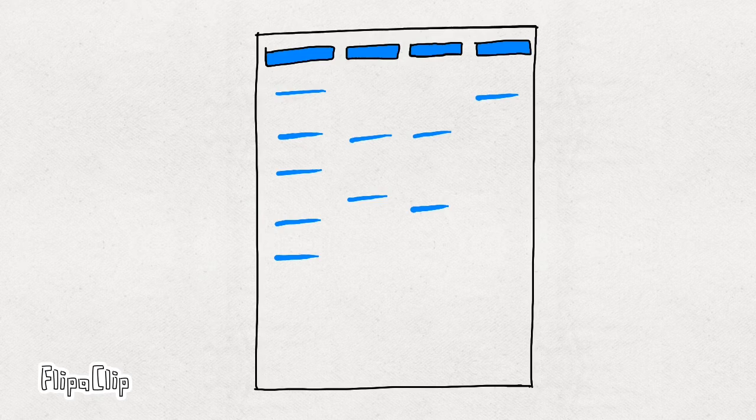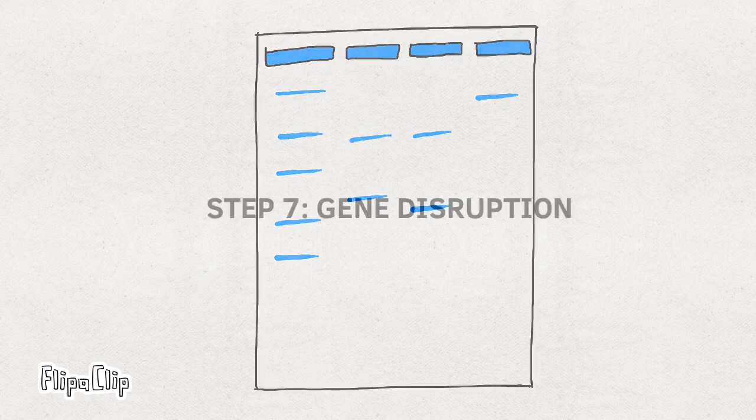But let's say that we have a small piece of the insert that was stitched into the vector, but the rest of the insert was not. After using the restriction enzymes, we won't see the expected pattern of bands on the gel that corresponds to the entire insert being stitched into the plasmid. This process just confirms that the transformation worked.